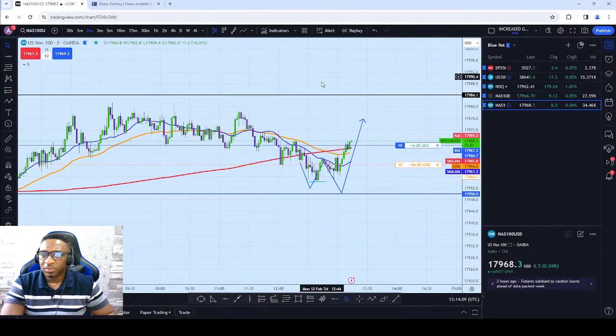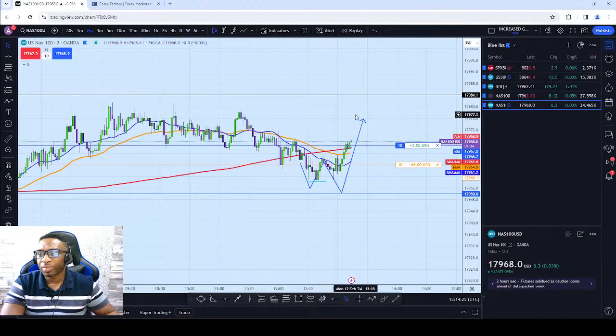So guys, if you can see, the scenario was built way before all this happened. As simple as that. We built this scenario way before this started, and this is exactly what is playing out.